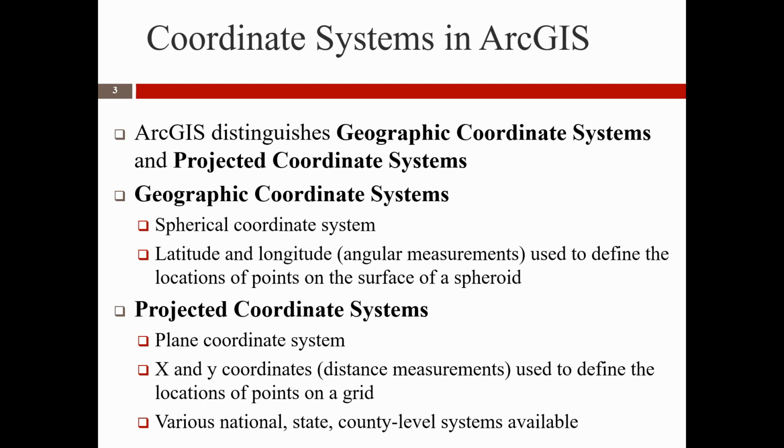ArcGIS distinguishes geographic coordinate systems and projected coordinate systems in its interface. A GCS, or geographic coordinate system, defines where the data is located on the Earth's surface. A PCS, or projected coordinate system, tells us how to draw the data on a flat surface, like a paper map or a computer screen.